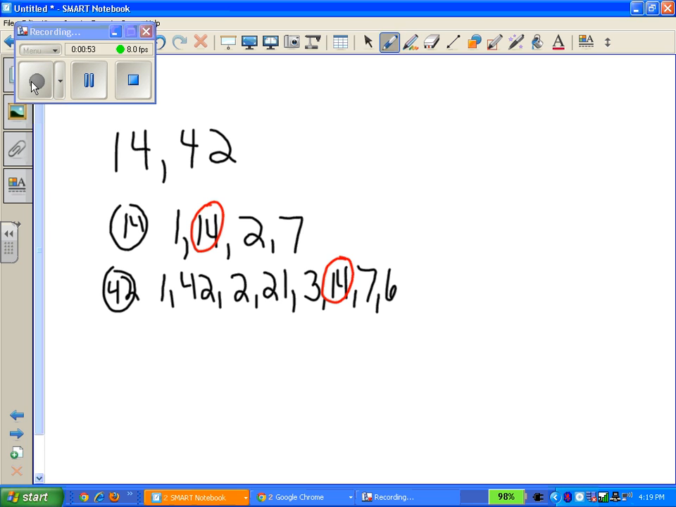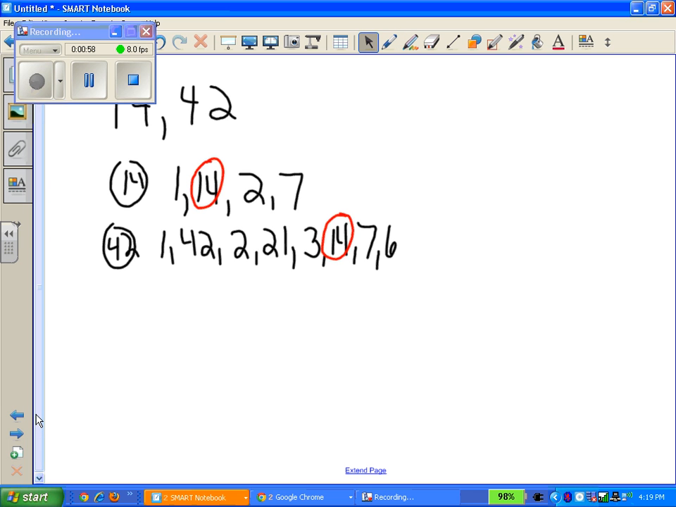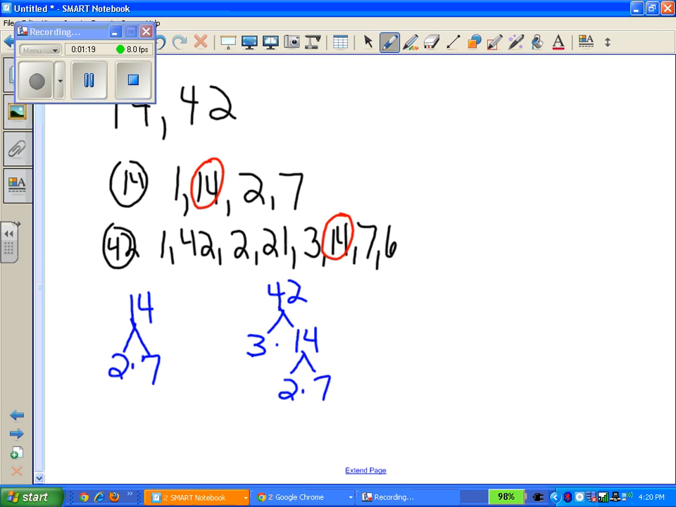The second way of doing it is by using prime factorization. So let's take a look at the number 14 and break that down to 2 times 7. Then number 42, we'll break that down into prime factors. 3 times 14, and 14 can be broken down into 2 times 7. And I'm going to bring down the 3 here so I don't forget to use it.